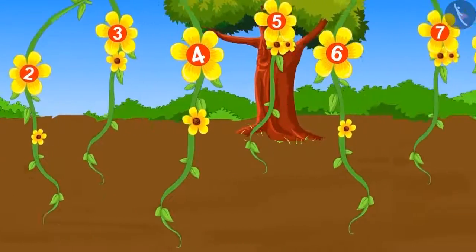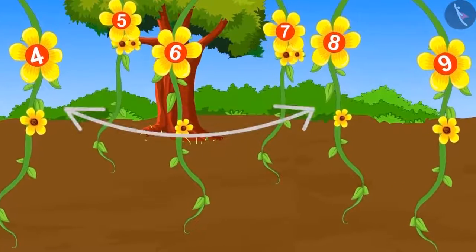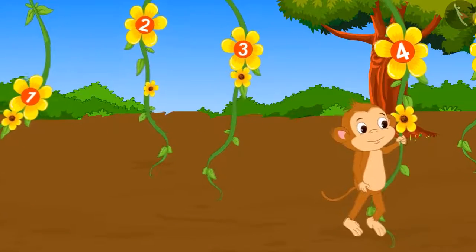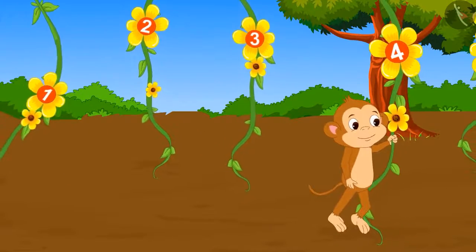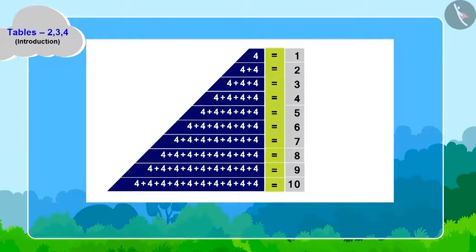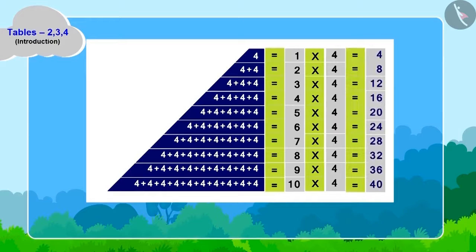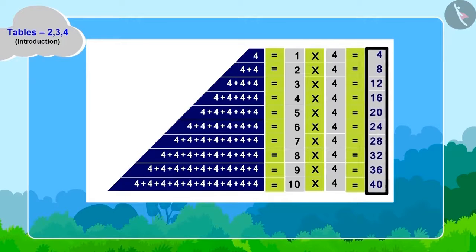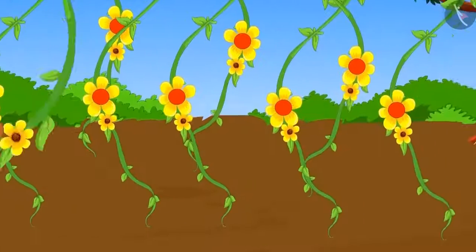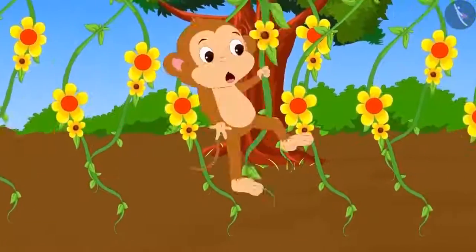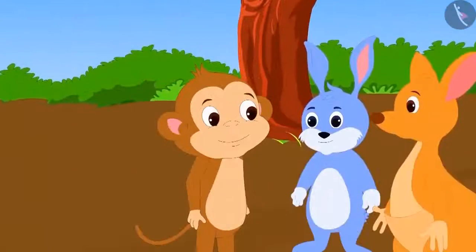Babban can cross 4 creepers in one jump. He took the first jump and hung to the 4th creeper. Now can you make the table of 4 by adding 4 to each of Babban's jump? Oh wow! Table of 4 is ready! And like this, by jumping from one creeper to another, Babban also crossed the swamp.